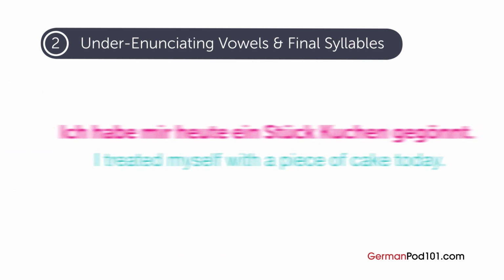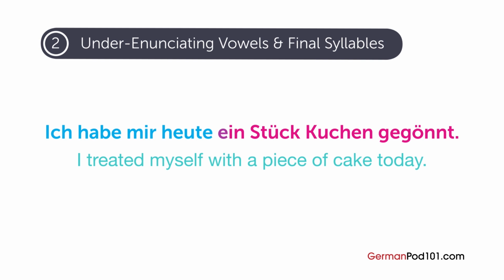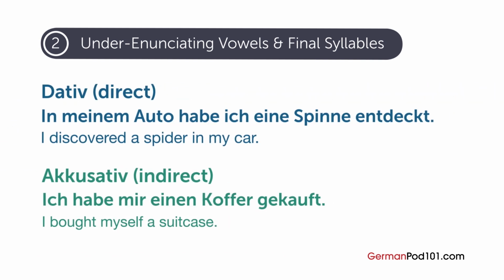Take, for example, Ich habe mir heute ein Stück Kuchen gegönnt. Learners of German would often be unclear in these problem areas. The problem gets worse when an indirect or direct object is involved, as this makes it even more difficult for a listener to understand what it is exactly you're trying to say.